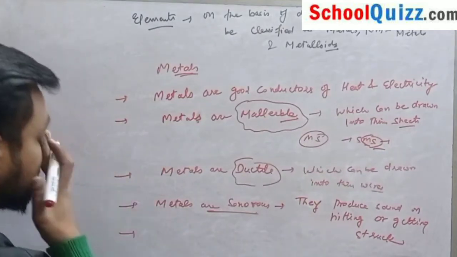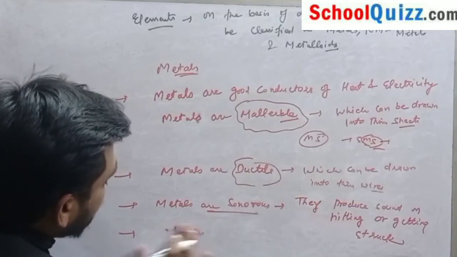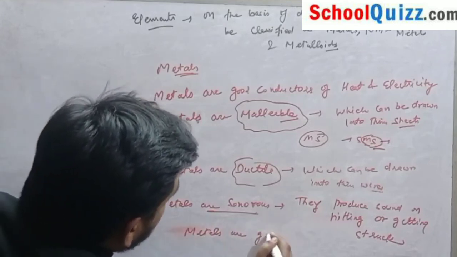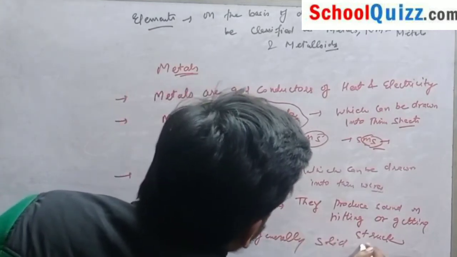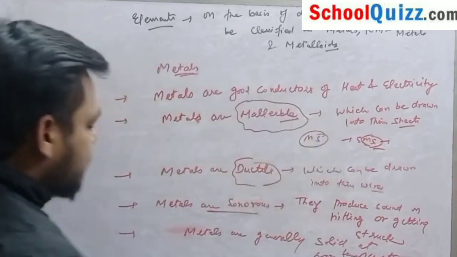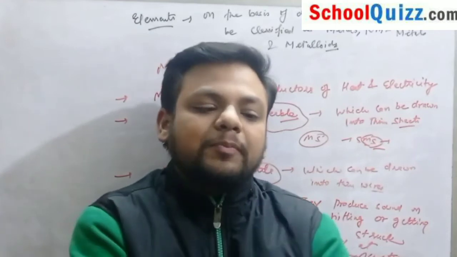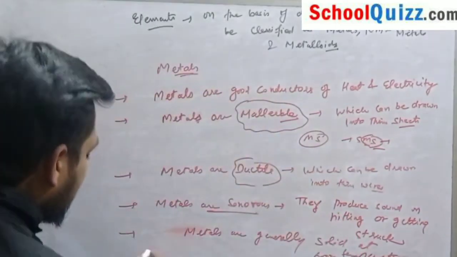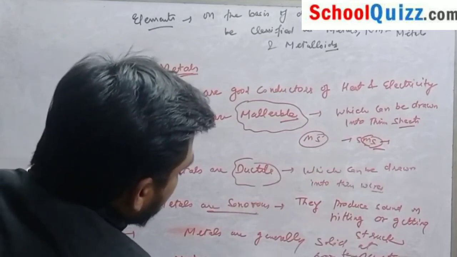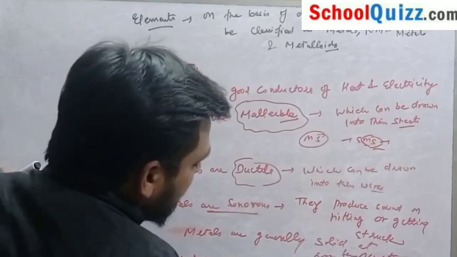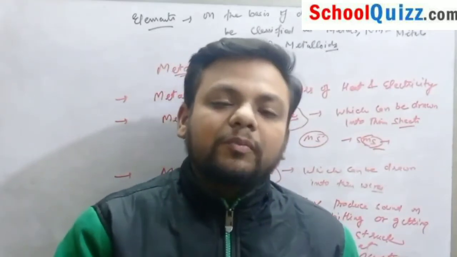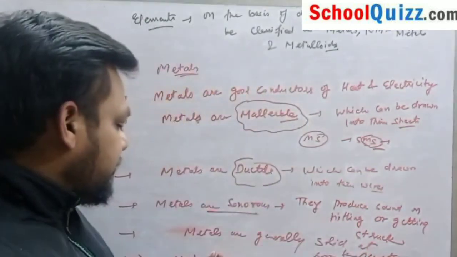And the fifth property is that metals are mostly solids at room temperature. Most metals are generally solid at room temperature. And the sixth property is that metals can be cut with a knife. Metals are generally hard, but some metals are cuttable with a knife, for example sodium and potassium. We can cut these metals even by knife.